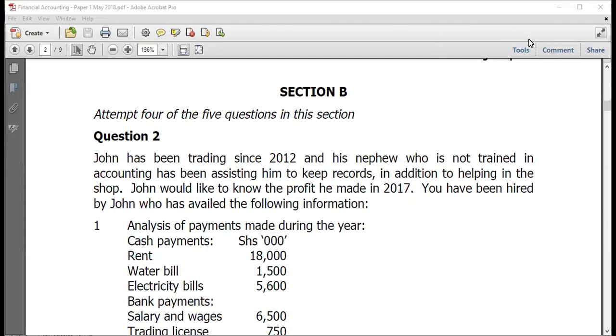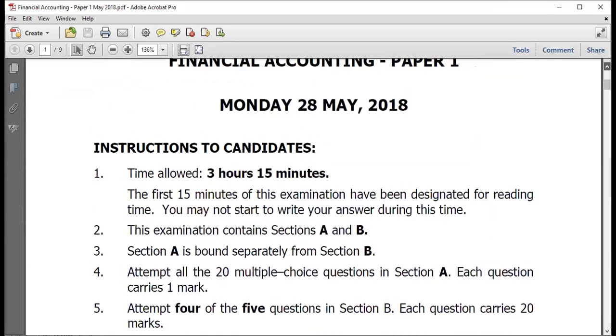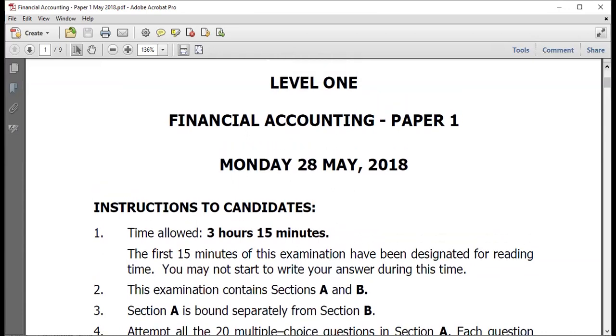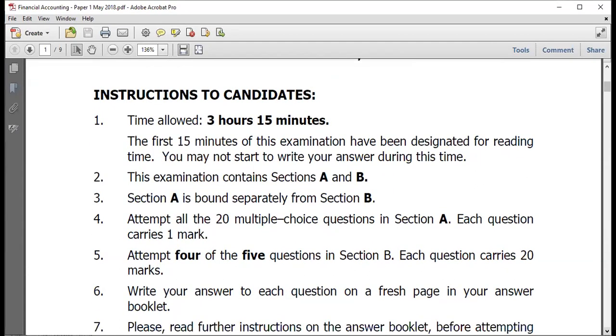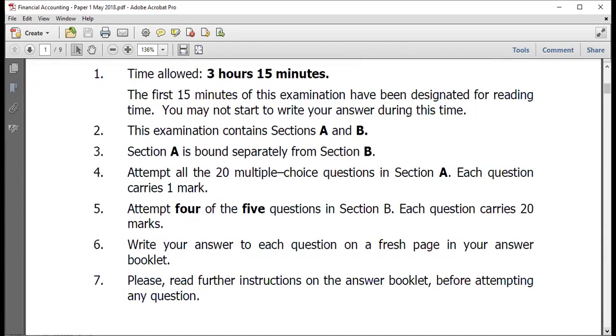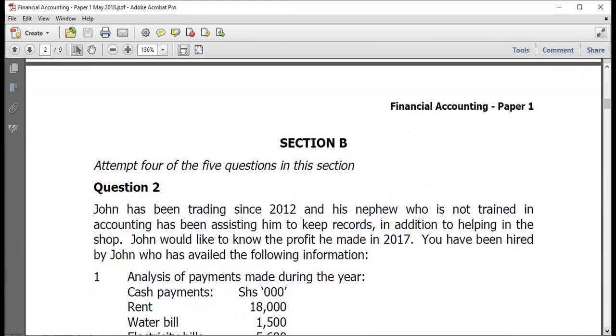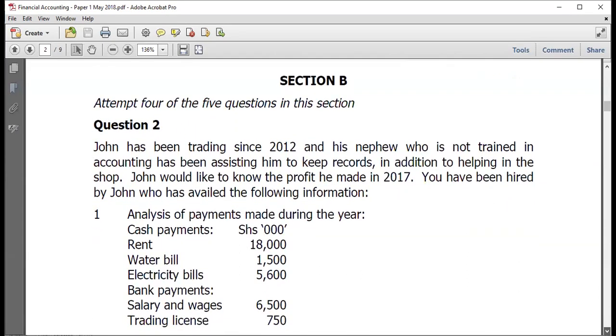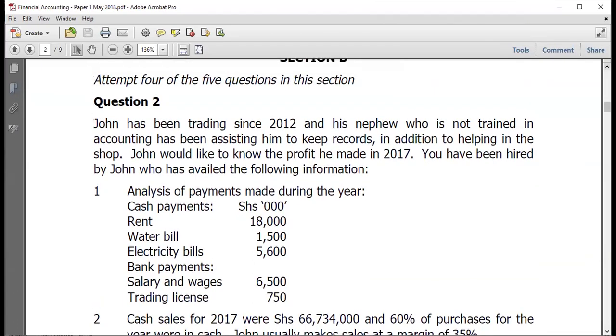Like I said, this is May 2018, and it's section B, question 1, okay? As you can see from my screen here, this is the question paper of May 2018. The first part is section A, which are objectives, which are not part of this class. So we want to focus ourselves on question 2. Now the question is, why question 2 for today? I just want to give a background.